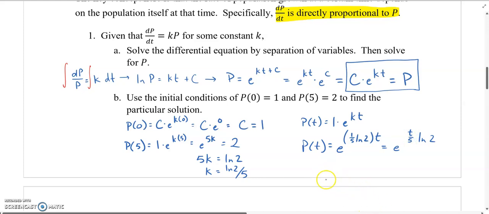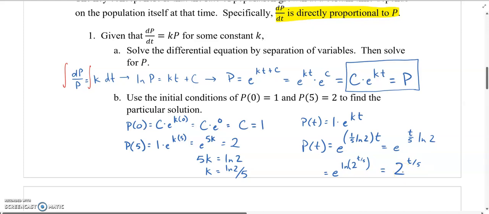We know how that works, right? We can bring that t over 5 as an exponent of the 2. That's a property of logs that we've seen before. And that step right there leads us to say, oh, e raised to the natural log of stuff is just equal to the stuff. So 2 raised to the t/5 is our population.